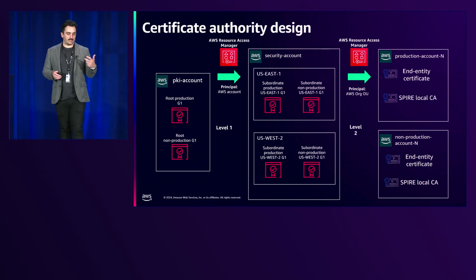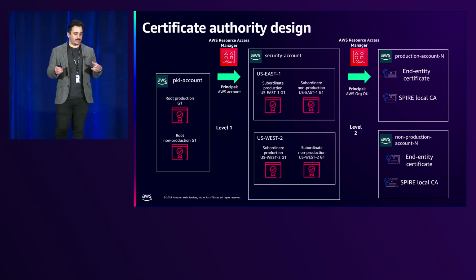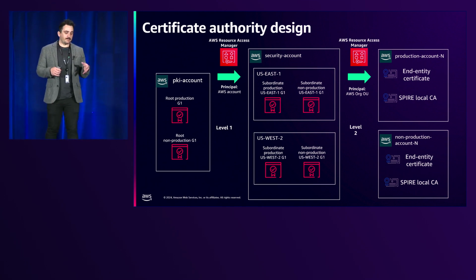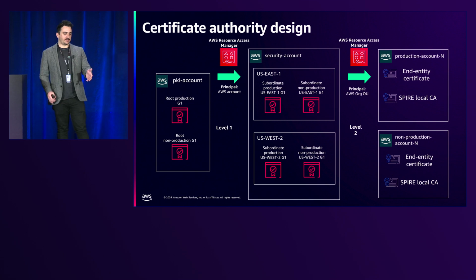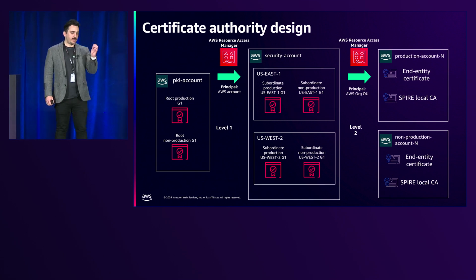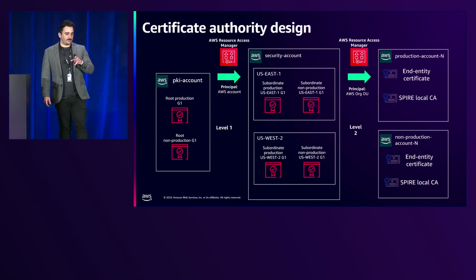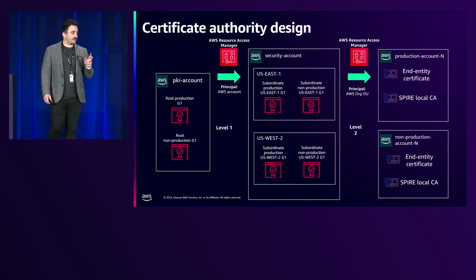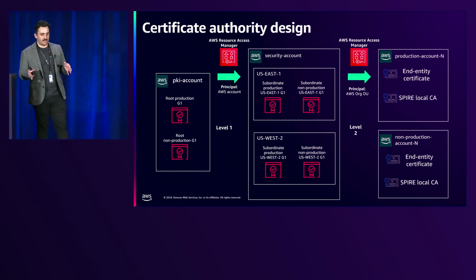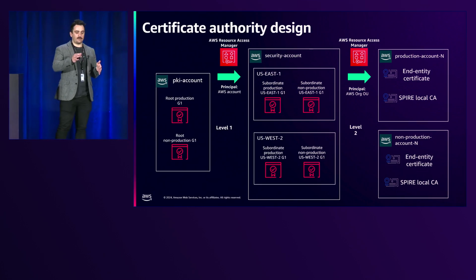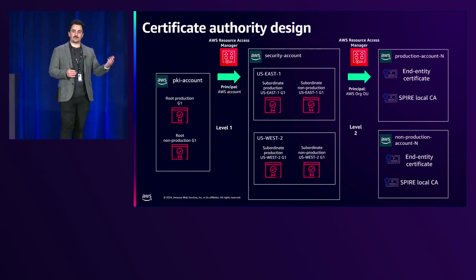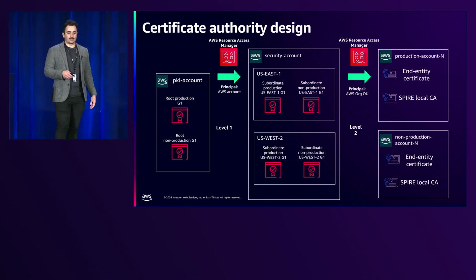And each of those regions, within the security engineering account, has their respective environments. So you see here, US East 1 production, US East 1 non-production, and the same thing with US West 2. After that, we chose to share those specific certificate authorities out to our organizational units using Resource Access Manager. And now we have a point of presence both from a regional perspective as well as from a cloud account perspective.